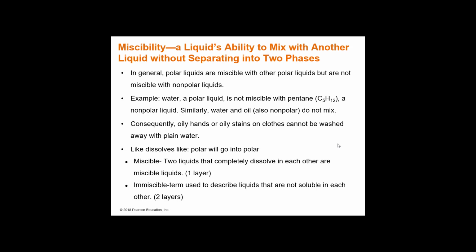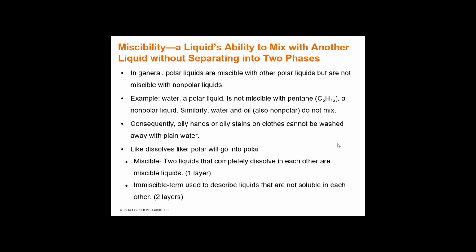If I add something like vinegar and water together, they will mix because they are both polar. And because they're both polar, you'll only see one clear layer. You won't see anything else. However, if I add water with oil, I have two clear layers, and that means they are immiscible.